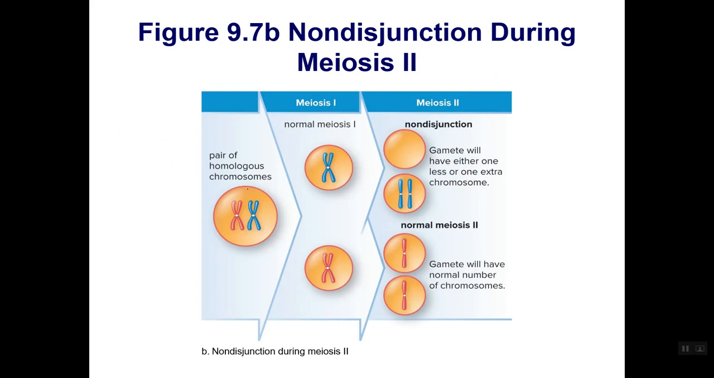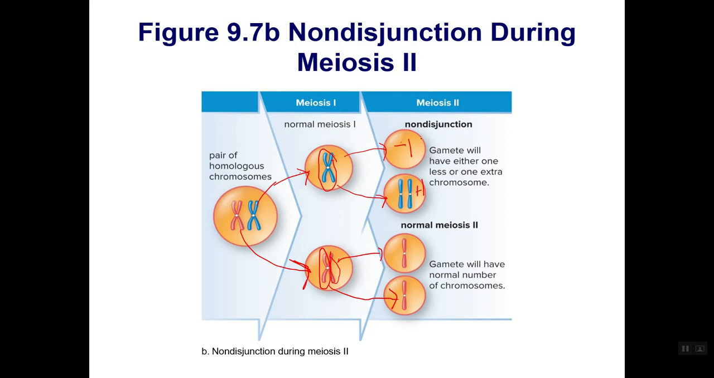Okay, so if non-disjunction occurs in meiosis 2, that's what this is representing. So we're going back to the same homologous pair we had before. And this time, we have normal meiosis 1. One of the homologous pairs goes into one cell. The other homologous pair goes into the other cell. Now, if meiosis 2 progresses normally, then one of these sister chromatids will go into cell 1, and the other sister chromatid will go into cell 2, and then we will have normal gametes. If non-disjunction occurs in meiosis 2, then instead of one of these sister chromatids going into each of the 2 newly forming cells, both of them will be lassoed into the same cell. And that leaves this cell here receiving 1 less and this one receiving 1 more than what would be normal.